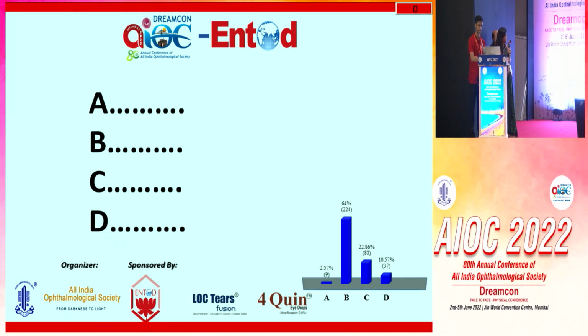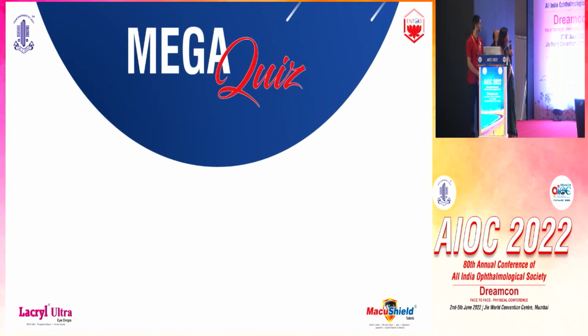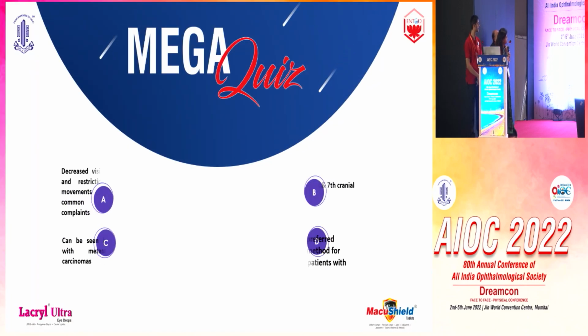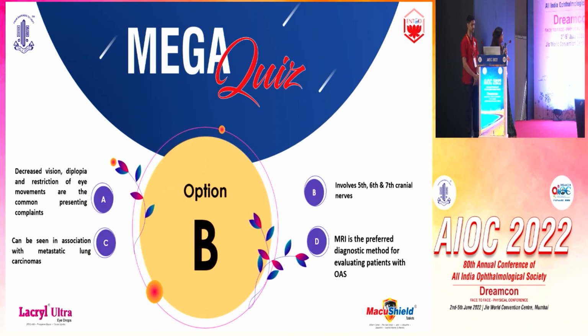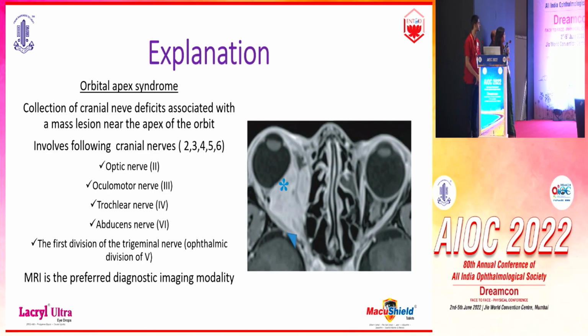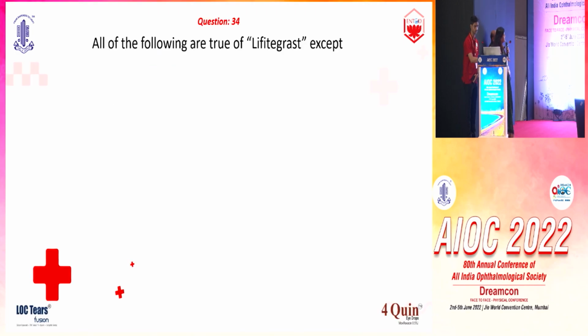So 61% have said B, and the answer is indeed B, involves 5th, 6th, 7th cranial nerve. Next slide, please. So it involves the following nerves: 2, 3, 4, 5, 6. Easy to remember, 2, 3, 4, 5, 6. Can we go to the next slide, please?